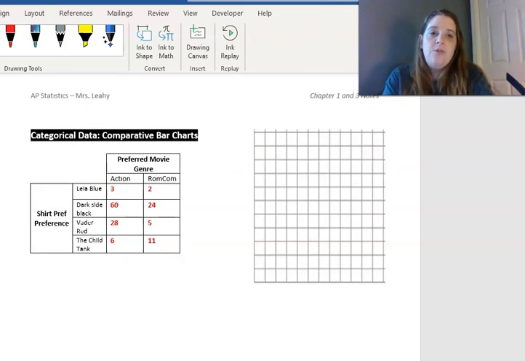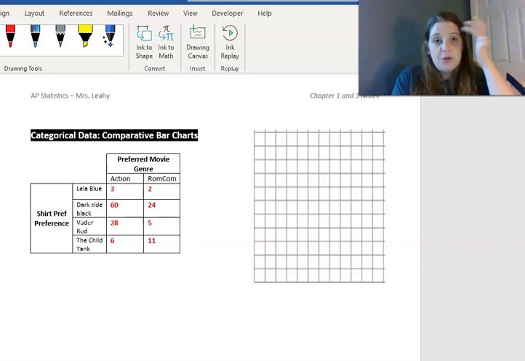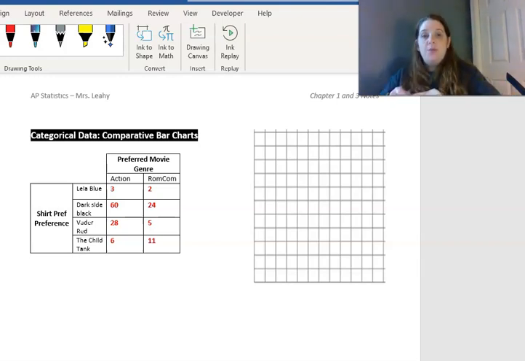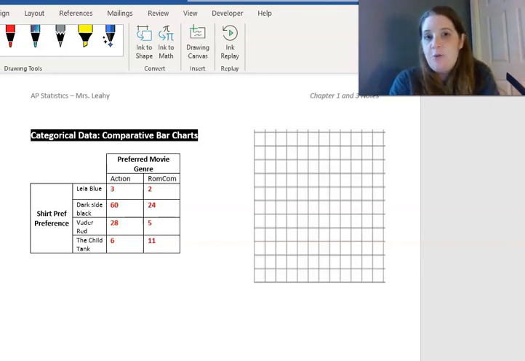Now, another kind of categorical graph we might make is a comparative bar chart. A comparative bar chart is one where we would want to have little clusters of bars. So I have two categories here. I gave a survey and I gave 4 different Star Wars t-shirts you could pick between. And then what is your favorite movie genre? Action or adventure or a romantic comedy out of those two? I want to compare those groups.